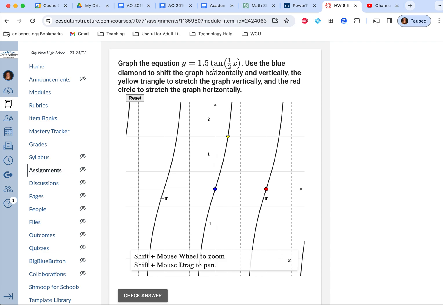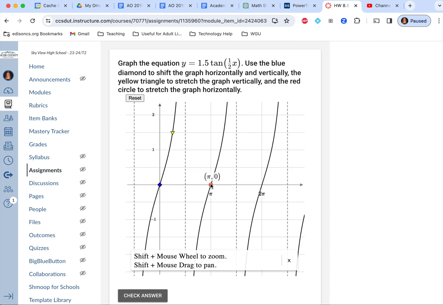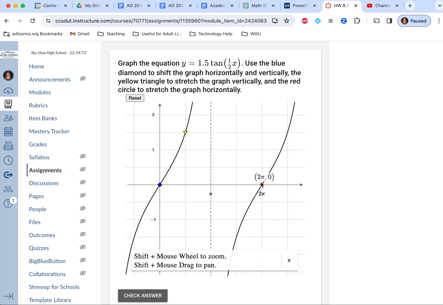Now, because it's tangent, instead of using 2 pi over b like sine and cosine, we're going to use pi over b. Same thing when I'm dividing with fractions, you can use the same copy dot flip. We'll end up doing pi times 2, and that is equal to 2 pi. So I would change the length of the period to 2 pi, and we would be all done.